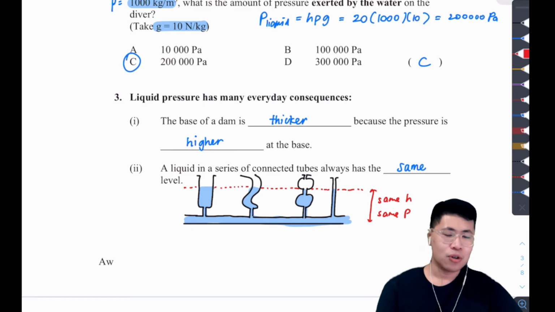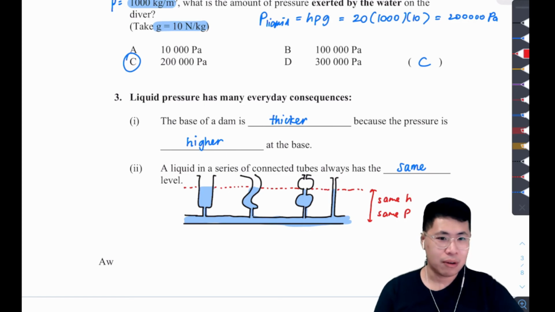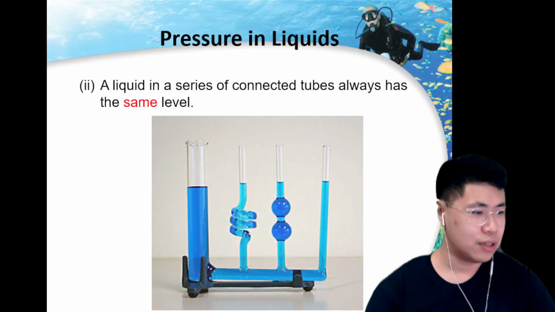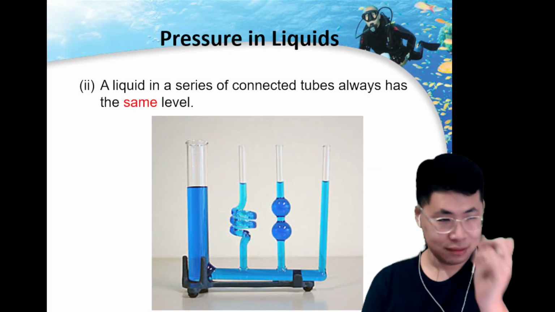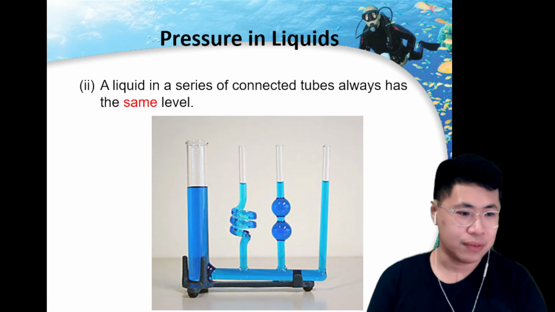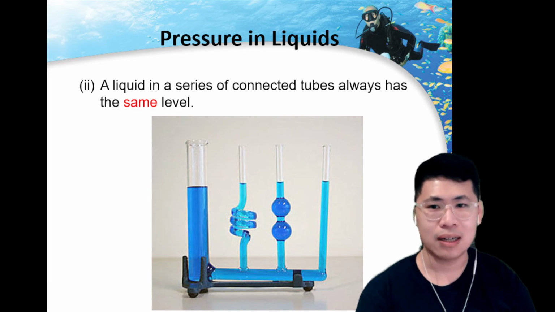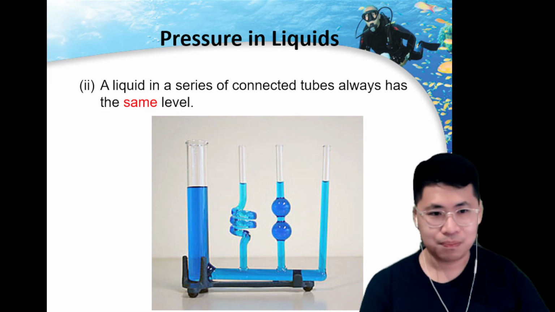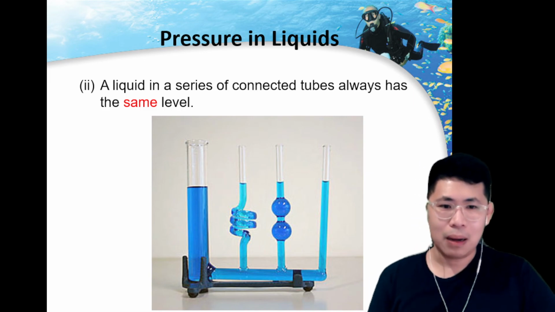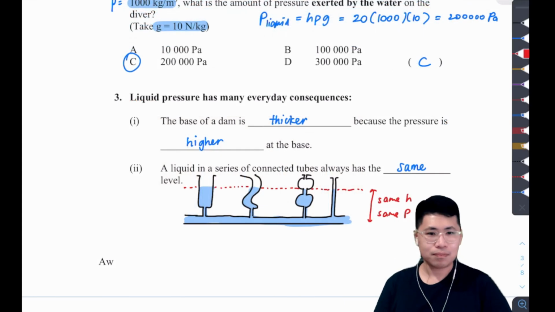So with this, let me quickly show you one diagram over here. Even if you see a spiral over here, the liquid in a series of connected tubes always has the same level. This is what we mean by this part over here.